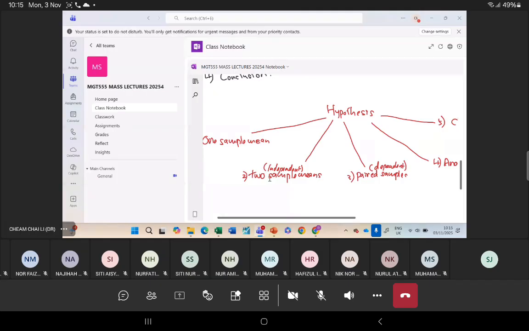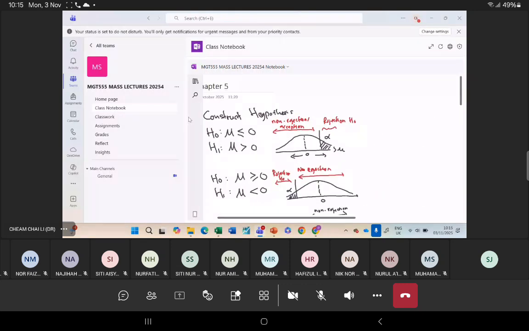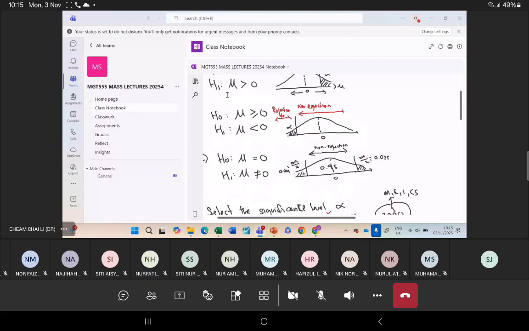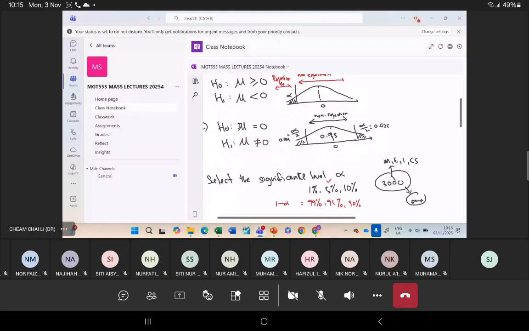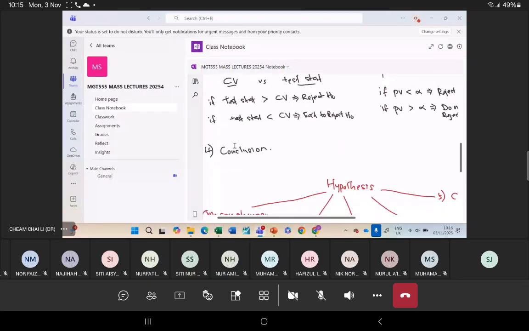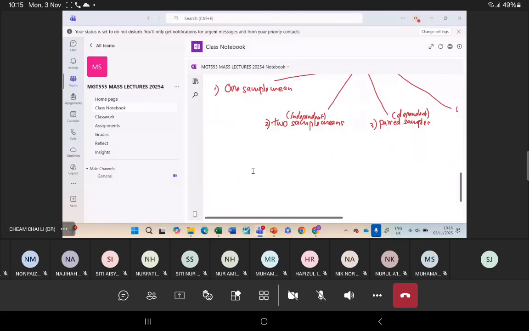Two sample means means the two groups are independent from one another. Tidak saling kaitan. Okay, dia punya steps pun sama, right? That also the same. So you have the first step, you have to construct the hypothesis. Just that now you have only one mean, you have two means to compare. Okay, and then step 2, step 3, step 4 sama saja. Cuma yang step 1 dia punya hypothesis saja berbeza sebab sekarang ni ada two groups. Okay, take a look at the example.